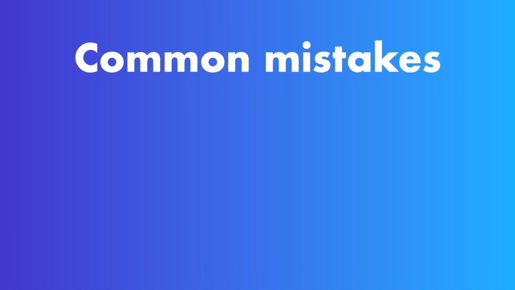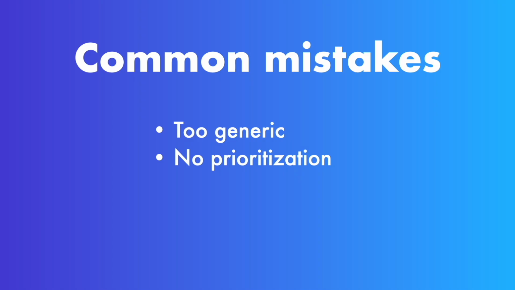Common SWOT analysis mistakes. Sometimes it's too generic. Out of convenience, many points are kept too vague. Instead of saying high quality, ask yourself, what exactly makes the product high quality? Instead of motivated team, ask, why is the team especially motivated? No prioritization. Ask yourself, what really matters most right now? Which points are critical and which can be secondary at the moment?